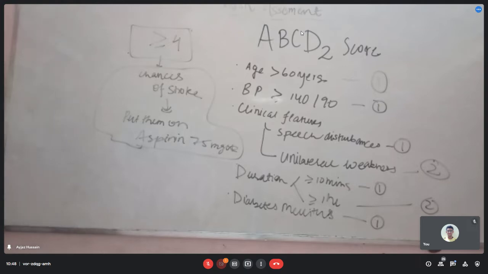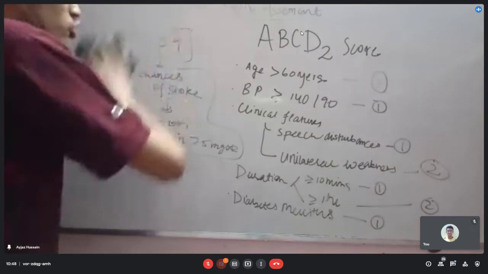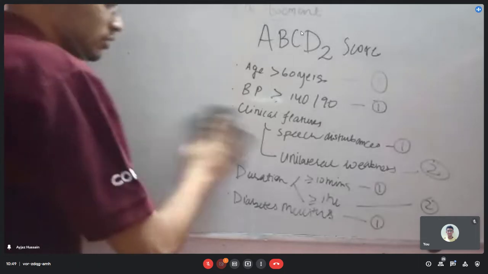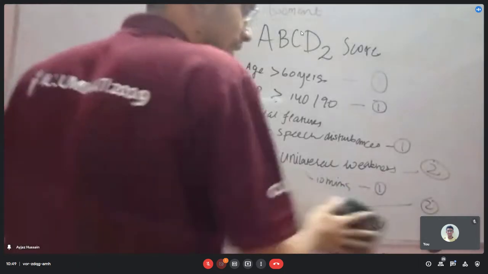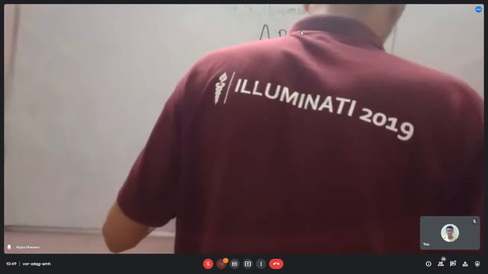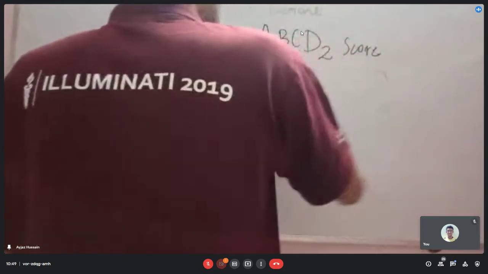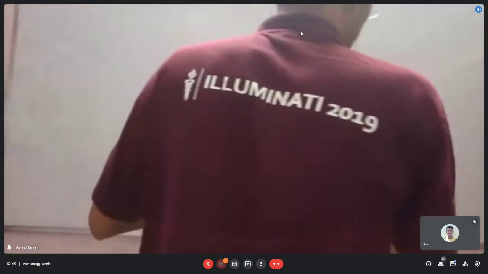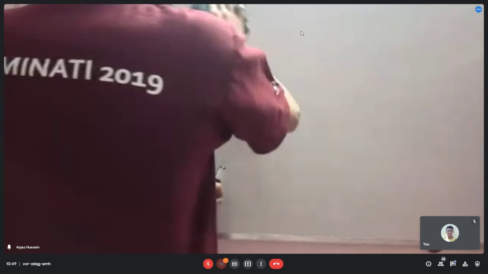Any doubts so far? Okay, fine. So now we've finished with the risk assessment of stroke and also the causes of stroke. So we'll go to the second part of our answer. That is, what is the pathophysiology of stroke? So remember, the pathology of stroke can be divided into two parts: the pathophysiology and the pathoanatomy. First, I'll discuss the pathophysiology and then I'll discuss the pathoanatomy of stroke.